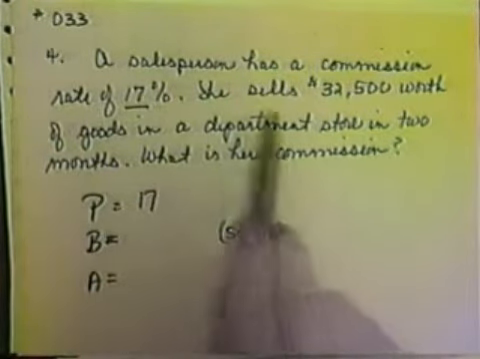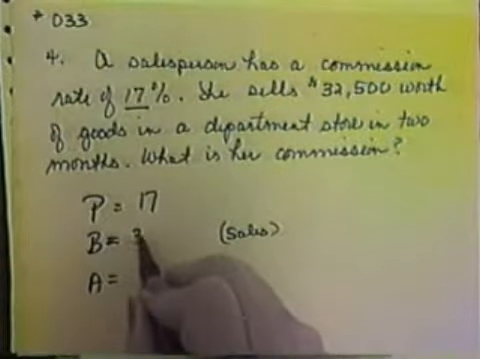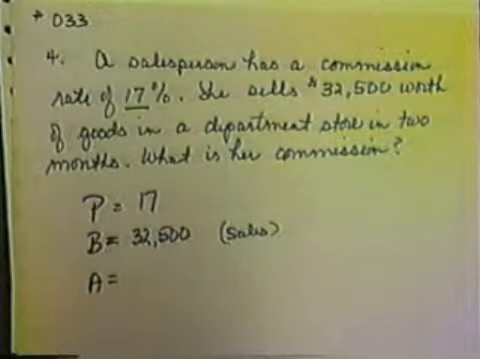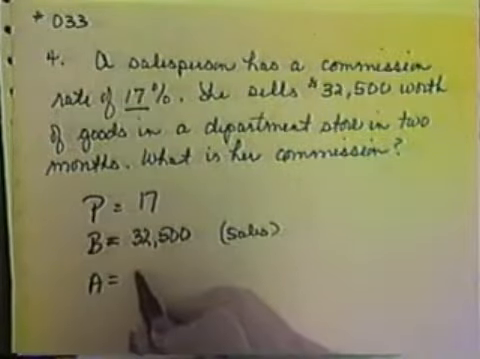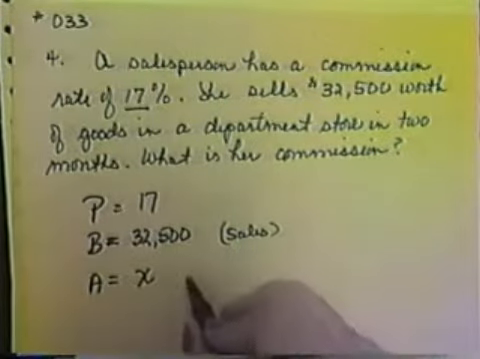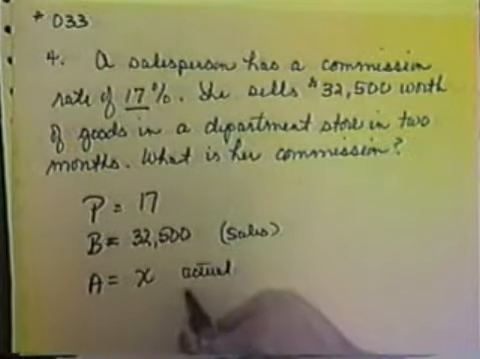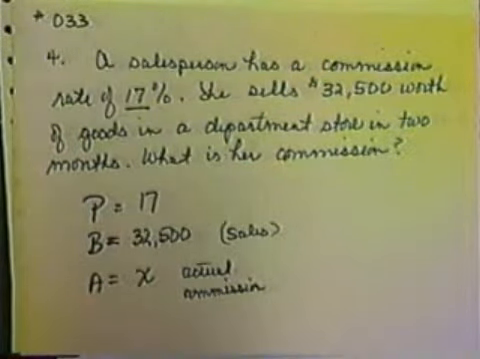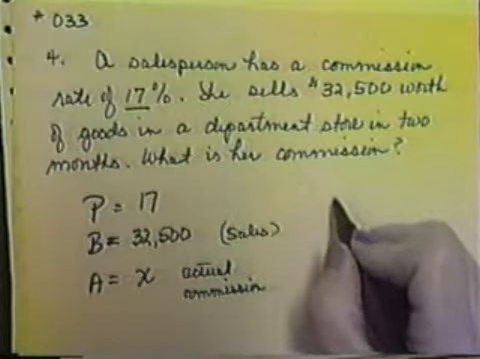And in this, it says she sells $32,500, so that must be my base, $32,500. So the amount is her commission. And remember, we said the commission was the amount. How much she makes is going to be the amount. So that's going to be our unknown. This is the actual commission, how much she's going to make, not how much the store makes, but how much she makes. So now we want to set this up in our proportion.